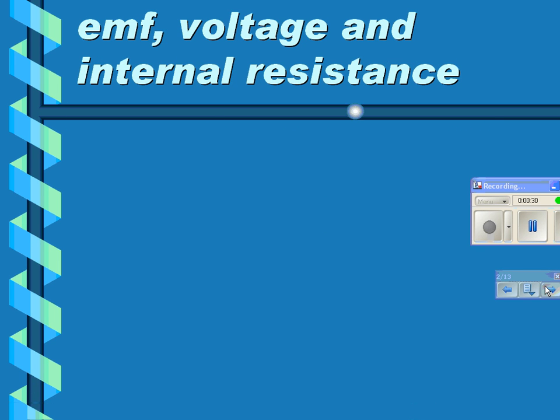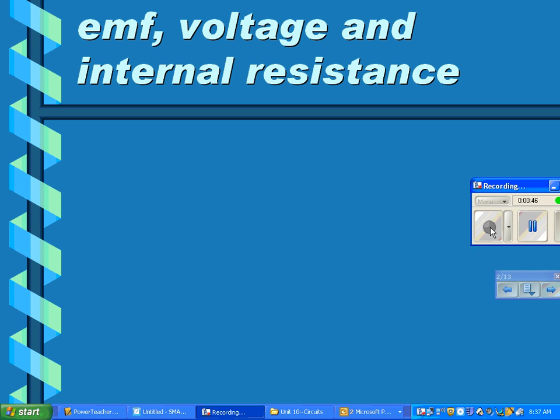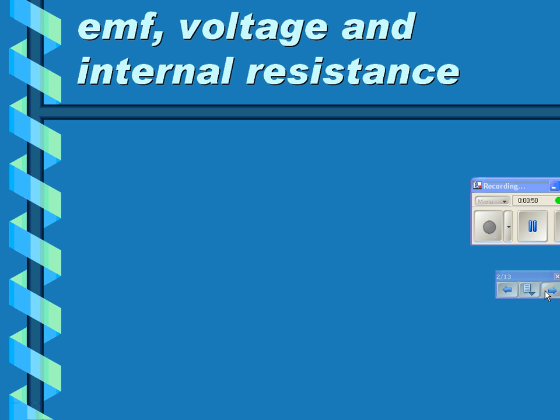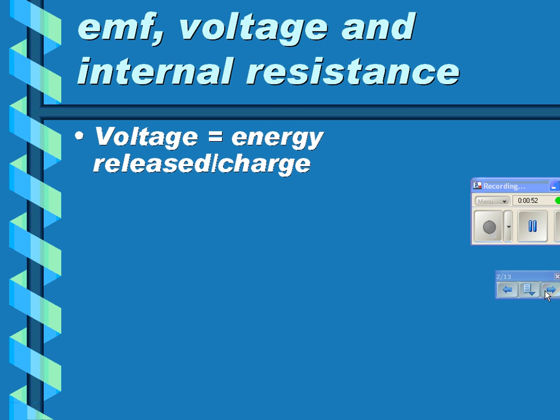So let's look at EMF, voltage, and internal resistance. EMF, well, first of all, voltage. How would you define voltage? What is a volt? What is potential difference, or potential, for that matter? It was on a test. Excellent, excellent. When we talk about voltage, you guys, you should be thinking either work or energy per unit charge. So voltage is the energy released or the energy used per unit charge.